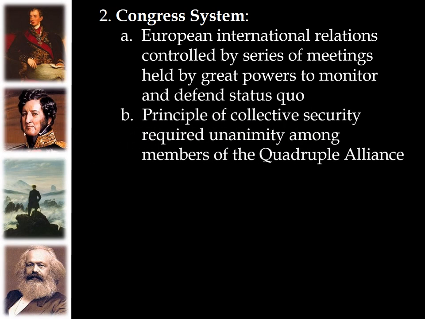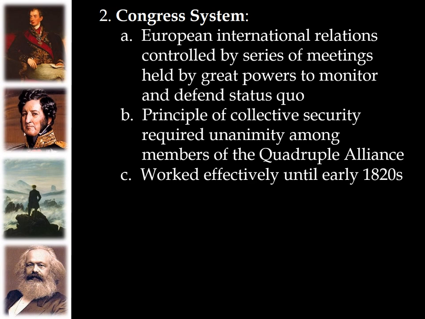The principle of collective security required unanimity among the members of the Quadruple Alliance. So if they didn't have a unanimous agreement in the members of the Quadruple Alliance, then it would be difficult for the Concert of Europe to enforce anything. So they had to have unanimity. Easy for me to say, right?